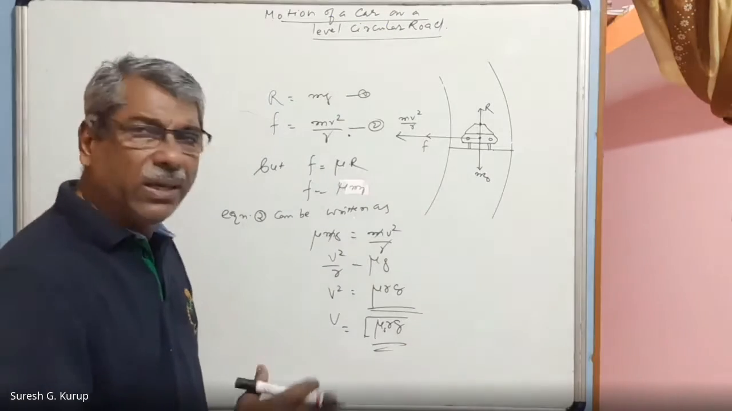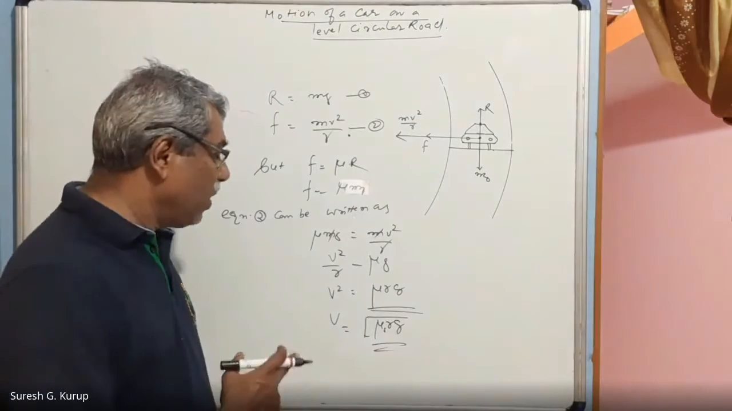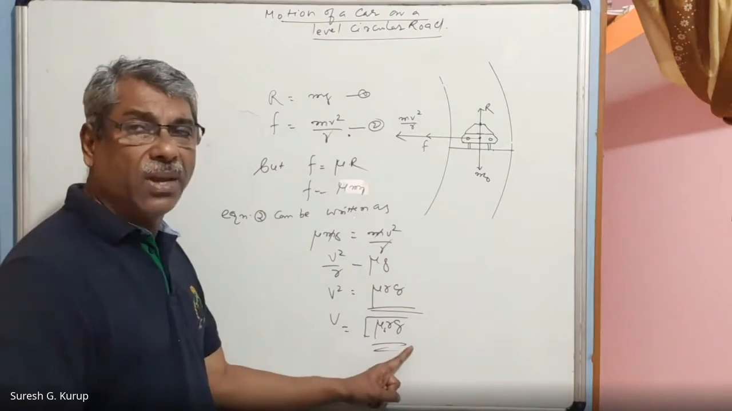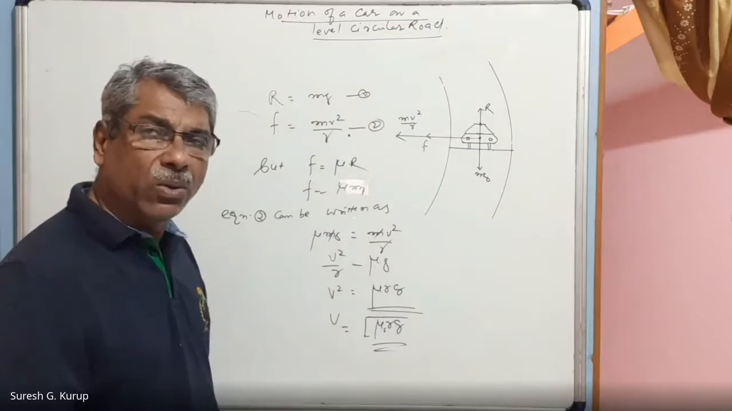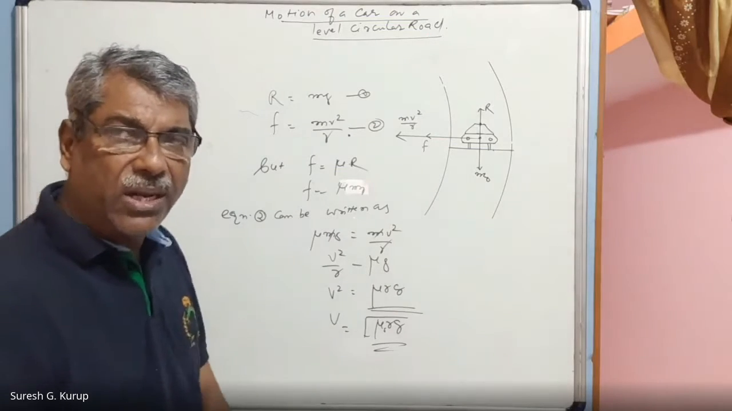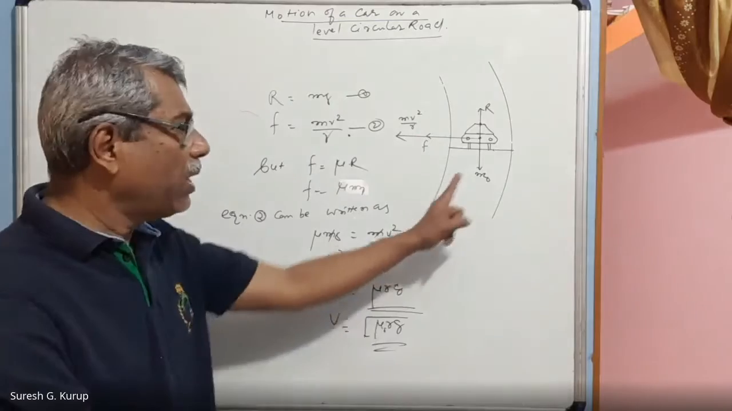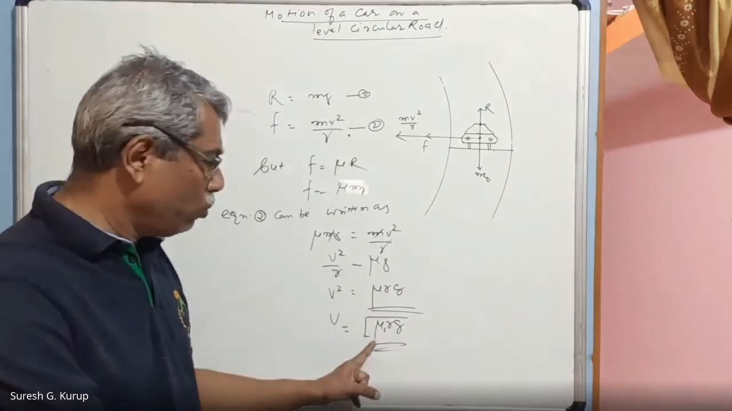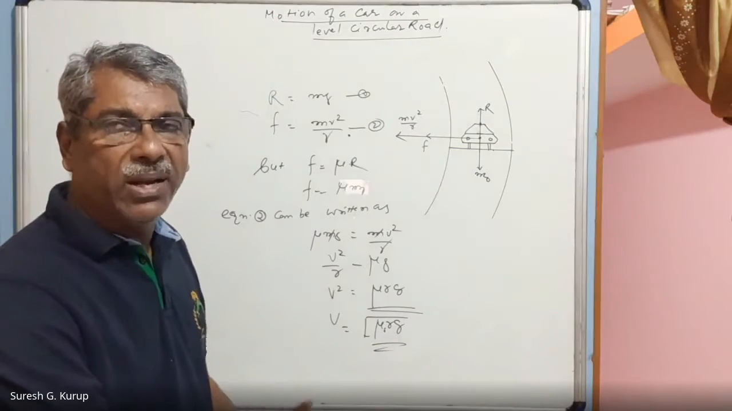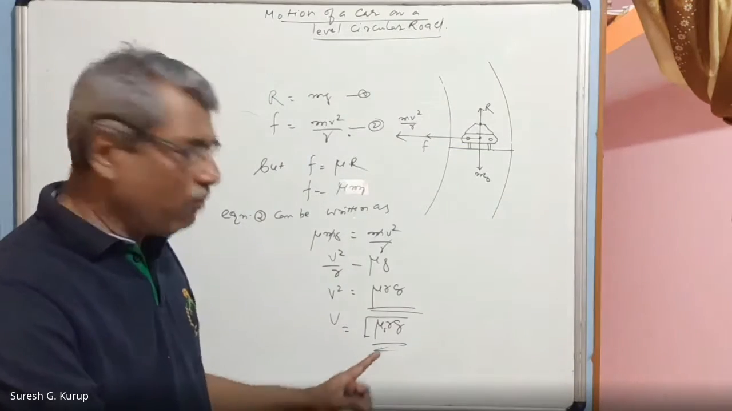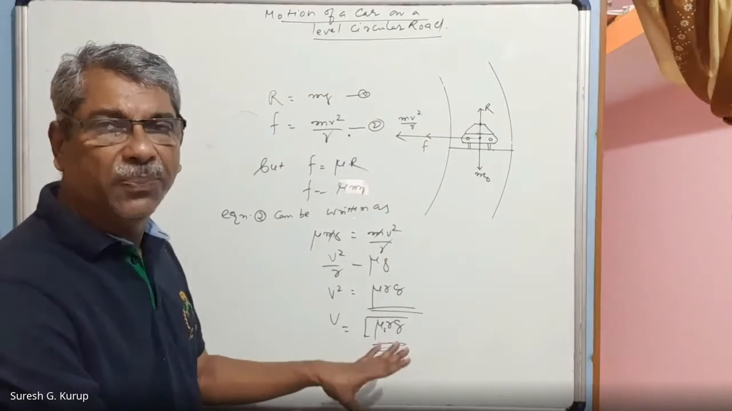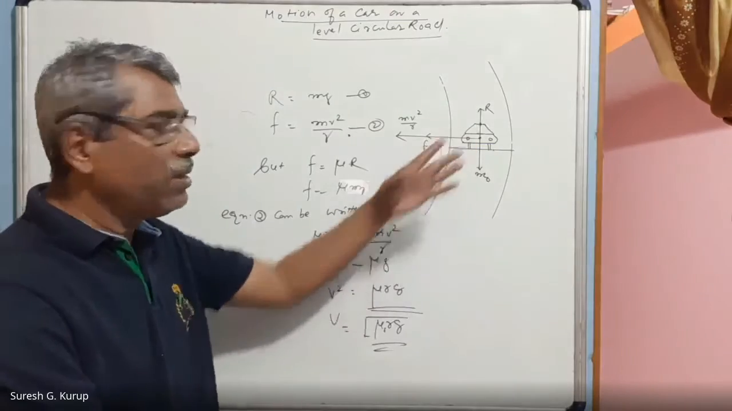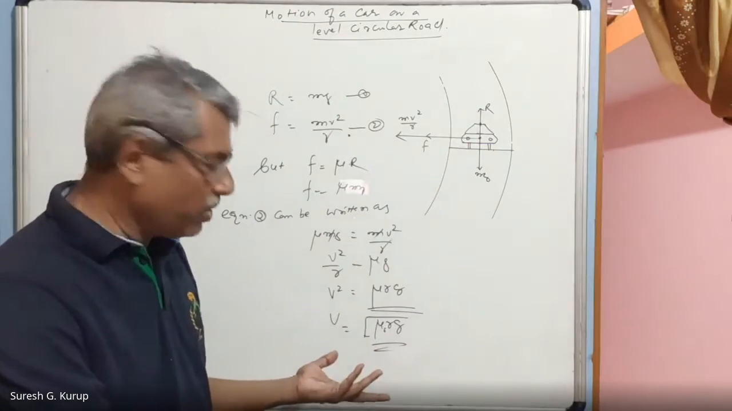So for safest negotiation, the velocity at the curve must not be greater than root of mu s r g. The velocity of a body at a curved circular path must be less than or equal to root of mu s r g. That should not be greater than root of mu s r g. If the value of velocity is greater than root of mu s r g, right? Mu s is there between the floor and the tire, the coefficient of friction can be calculated.